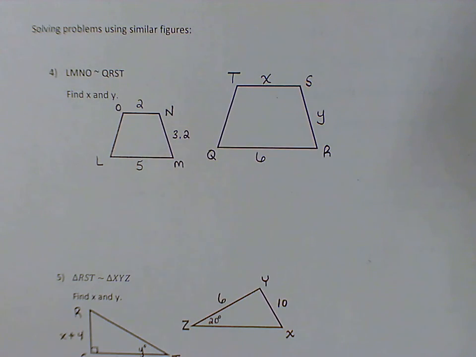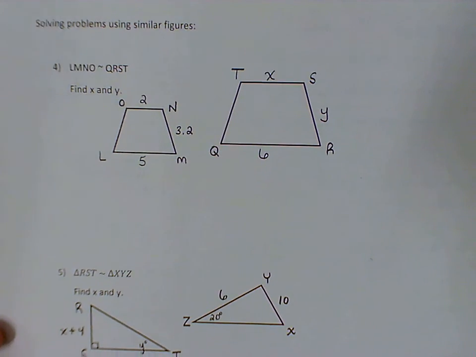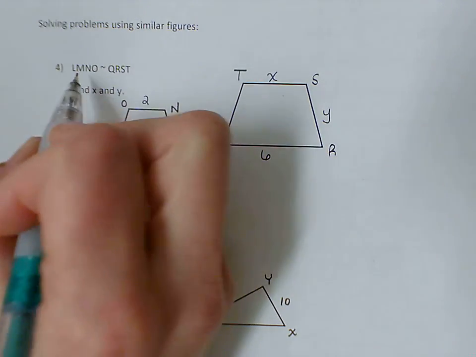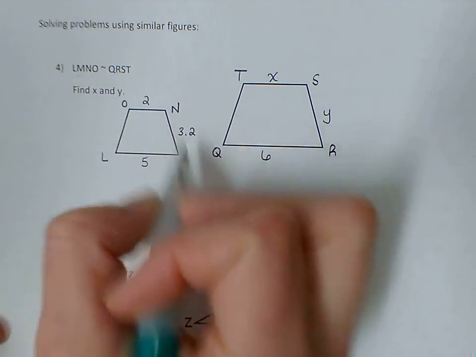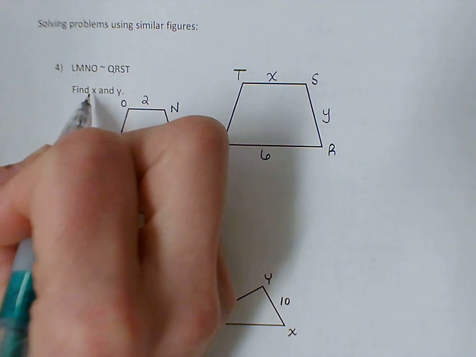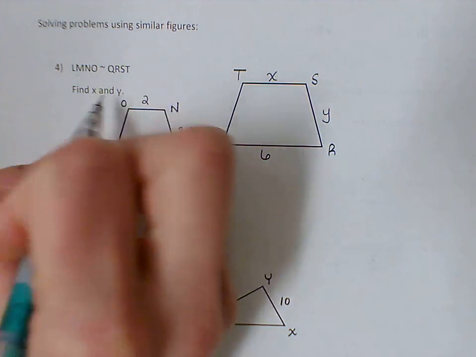So now that you know how to check to see if two things are similar, we're going to talk about how to actually solve problems using what we know about similar figures. Okay, so for example number 4, notice they're telling you that these two figures are similar, and then they ask you to actually find x and y.